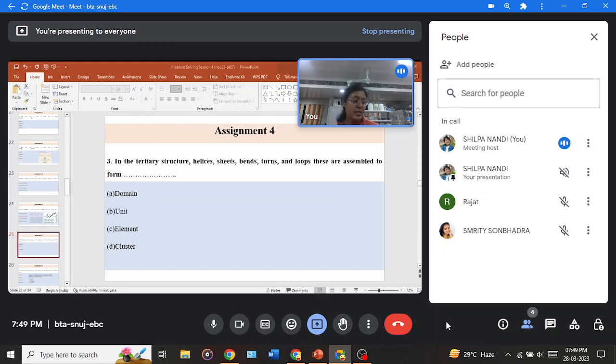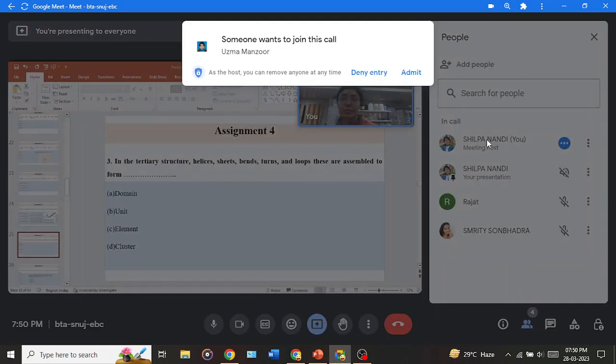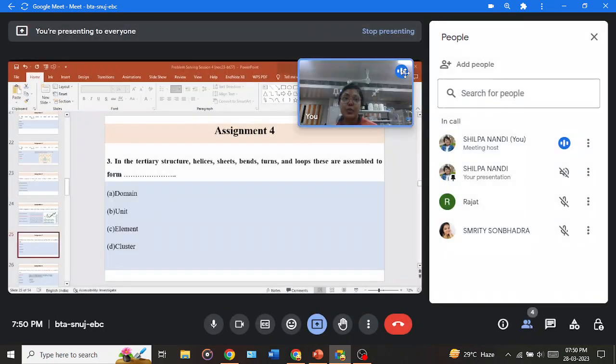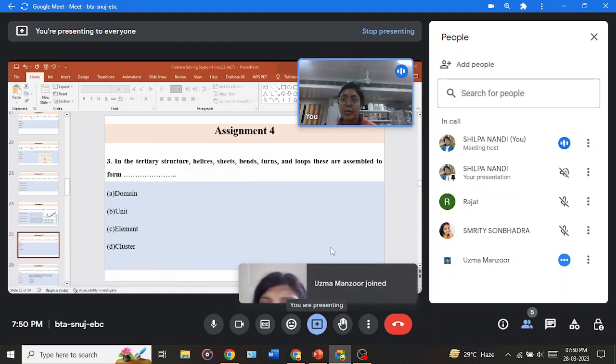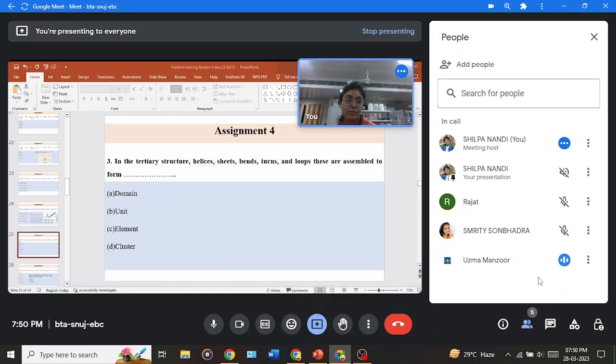So you have to answer from among these four options, that in case of tertiary structure, various helices or sheets or bends and loops form either A, domain; B, unit; C, element; or D, cluster.